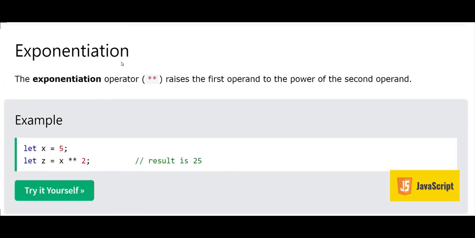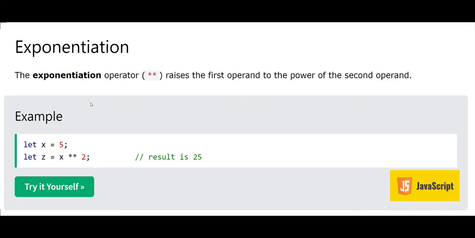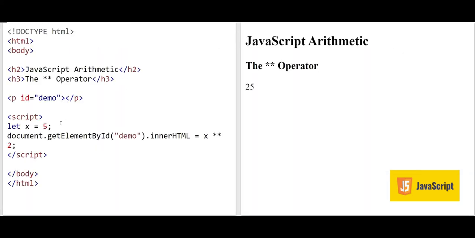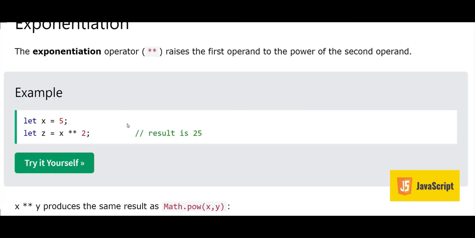Next we have exponentiation. The exponentiation operator raises the first operand to the power of the second operand. So let's look at the example. We are doing x star star 2, it means 5 power 2. It will be 5 multiplied by 5, so the answer is 25.